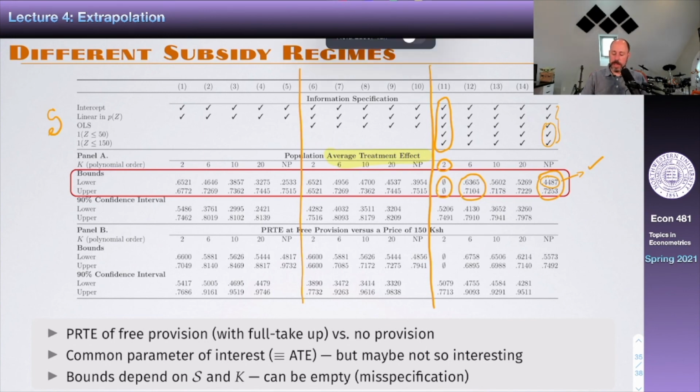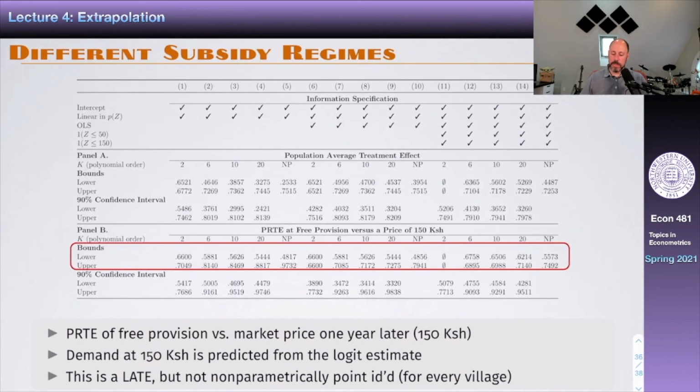Anyway, coming back here, this is a common parameter of interest, the average treatment effect, but it may not be so interesting, okay? Because this is the policy relevant treatment effect of free provision, with full take up, versus no provision. So it's just saying, let's give the bed nets to everybody versus not giving the bed nets to anybody, okay? Perhaps that's not what you care about. That's why if we just look at the lower portion of this table, we get this alternative policy relevant treatment effect, which is free provision versus the market price, which is the price at which people could buy these bed nets on the market.